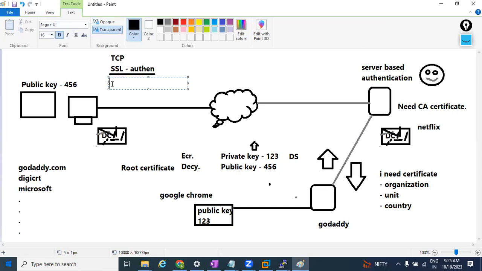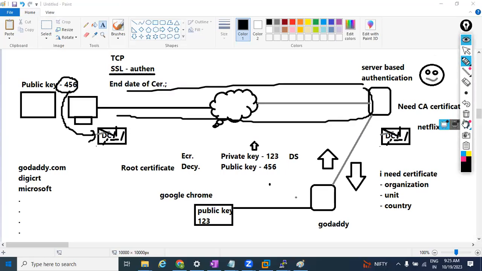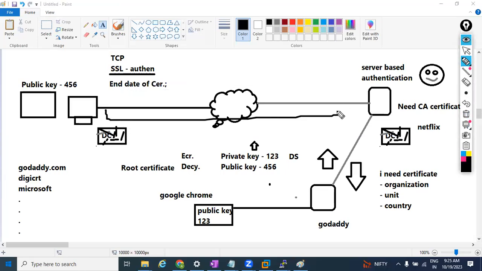That is known as the expiry date, the end date of the certificate. If your passport is already expired, do you think that is going to work? No. So it checks the end date of the certificate. If it is not expired, it would accept it, and then it would start further communication. Or else it would be stopped.